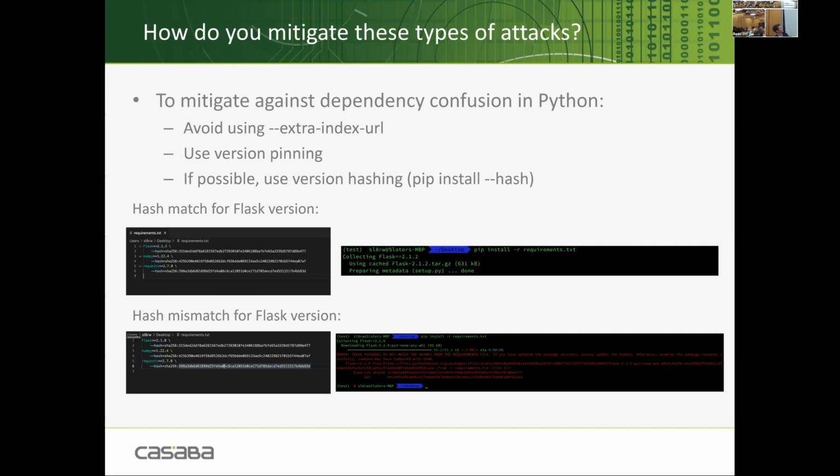So how do you mitigate things like this? You do things like avoid using extra index URL, you use version pinning, and you try to get hashes of different versions to verify whether those have changed or not. Things like that help to mitigate it.